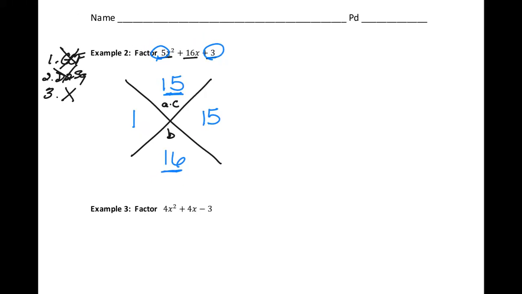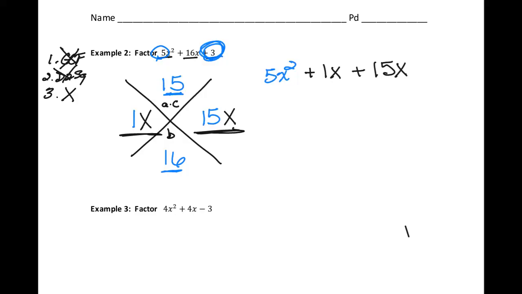Okay? All right, so let's rewrite this as first term, 5x squared. That stays the same. Middle two terms are these that we just found together. So plus 1x plus 15x. And my last term is the last term here, plus 3. So let's factor by grouping. You got 5x squared plus 1x.